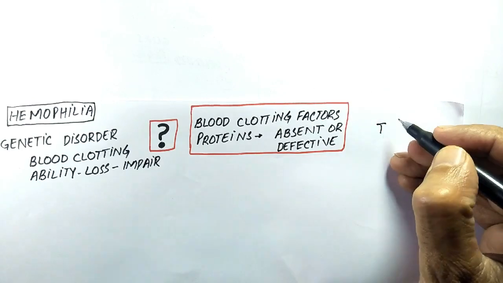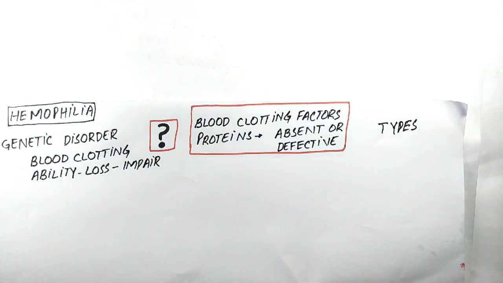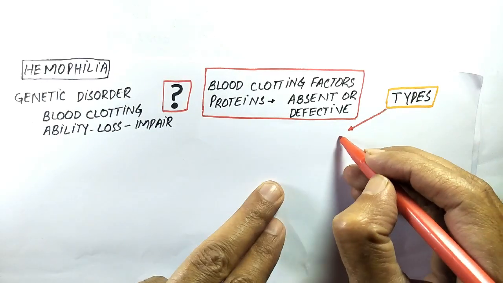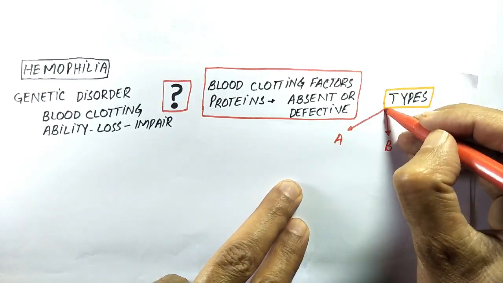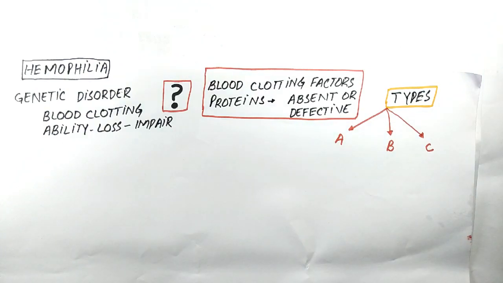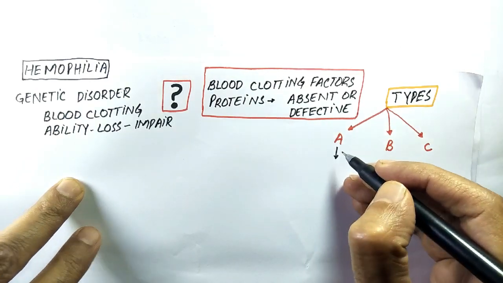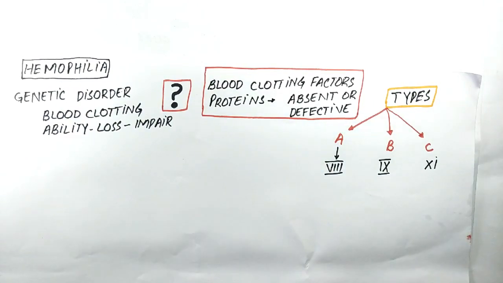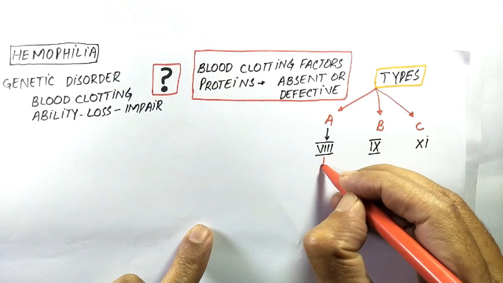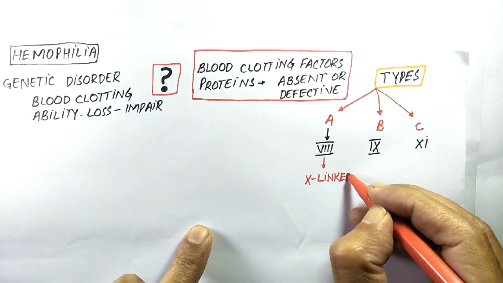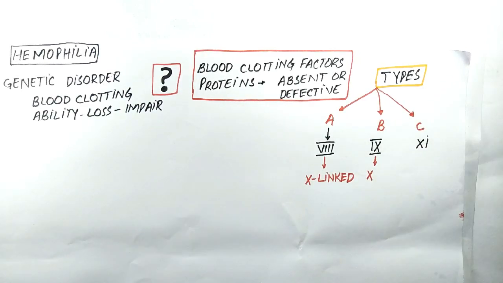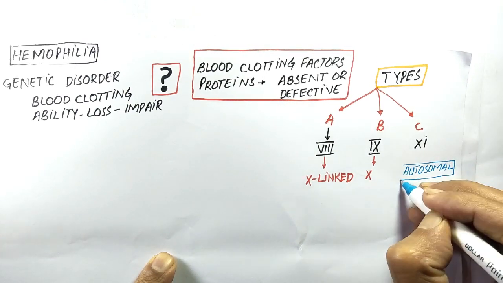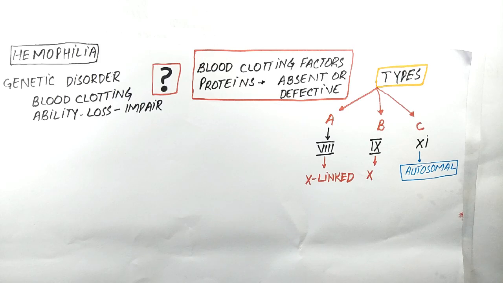There are three types of hemophilia depending upon the absence or defective nature of blood clotting factors. The person may be hemophilic A due to the absence of blood clotting factor number 8. In hemophilia B, blood clotting factor number 9 is absent, or hemophilia C, that is very rare. It is caused by the absence of blood clotting factor number 11.